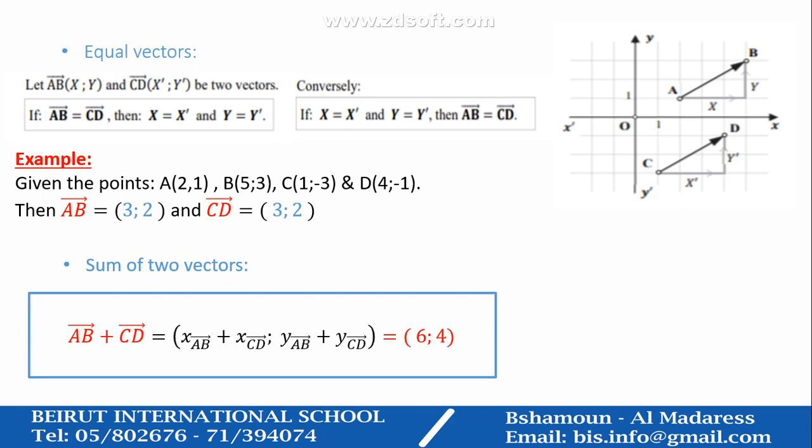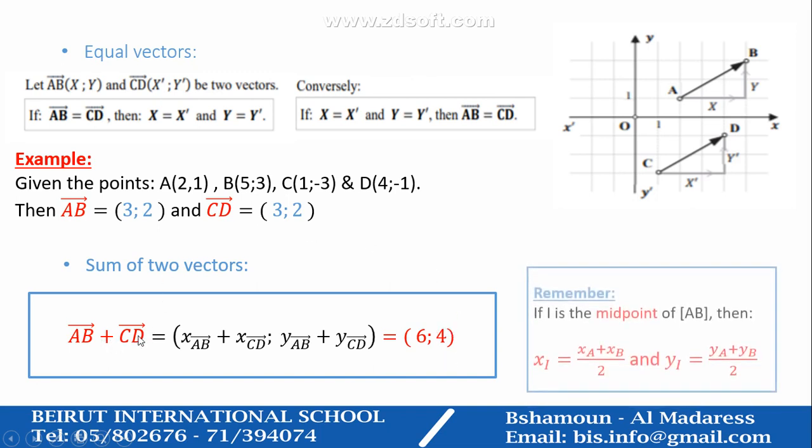If I want to calculate the sum of 2 vectors, for example, vector AB of coordinates (3, 2) and vector CD of coordinates (3, 2), I want to add these 2 vectors. Vector AB plus vector CD: the abscissa of vector AB plus the abscissa of vector CD will give us the abscissa of vector AB plus vector CD. And also we add the ordinates of these 2 vectors, which gives us 4, which is the ordinate of vector AB plus vector CD.